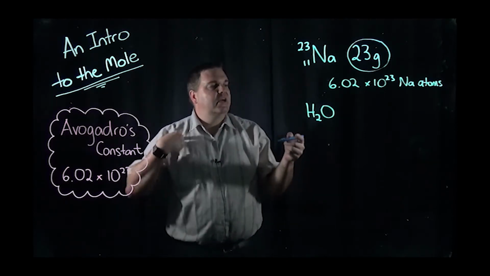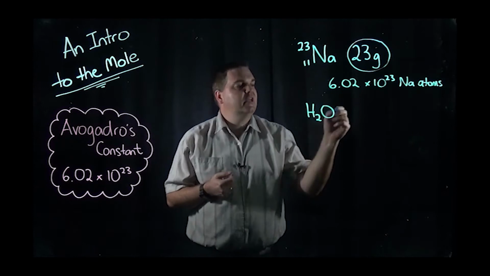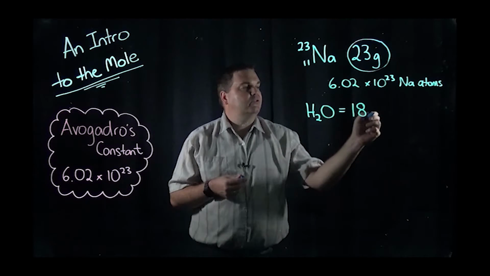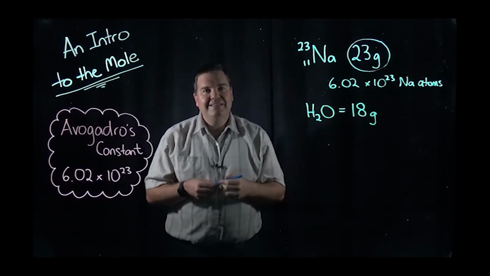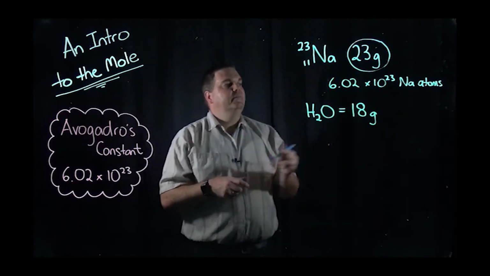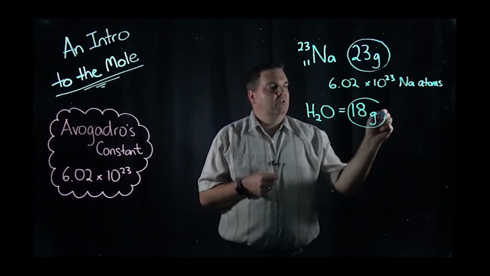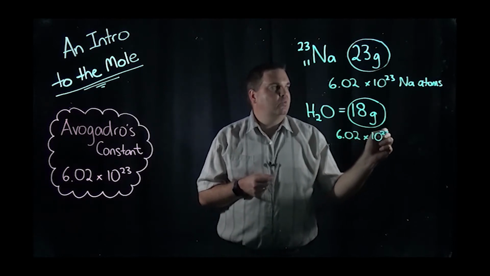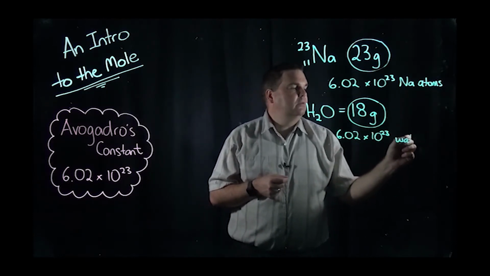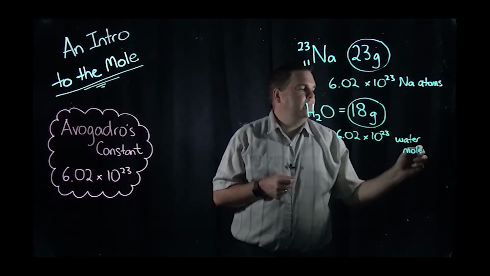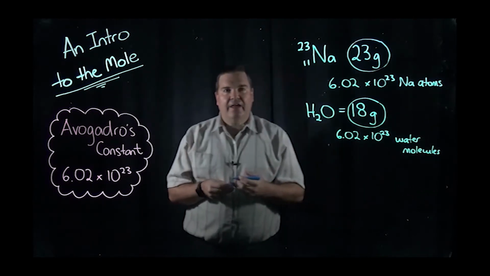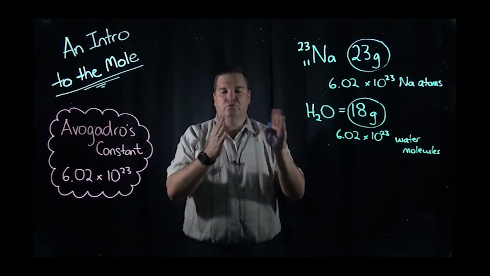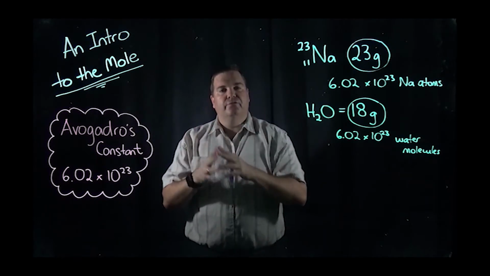But very quickly, you just add up your 2 hydrogens and your oxygen, and you end up with a molar mass of 18 grams. What that means is that 18 grams of water is 1 mole, and that is equal to 6.02 by 10 to the 23 water molecules. So you can see now how the mole is a really good way for us to start to compare different substances.